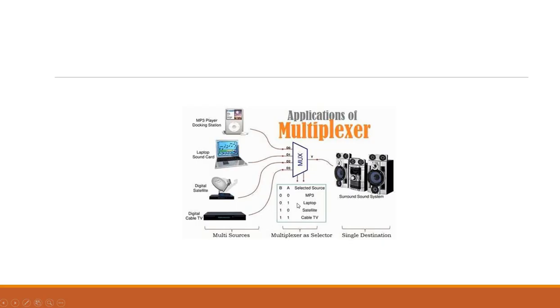If 0 and 1, the laptop will be played in the surround system, and 1 0 means the satellite cable TV network set-top box will be played in the system. Suppose both B and A are 1, it means cable TV is played in the surround system. So we have multiple sources which can be played using a single destination. In a surround system, any one of them can be played, which is determined by the multiplexer input.